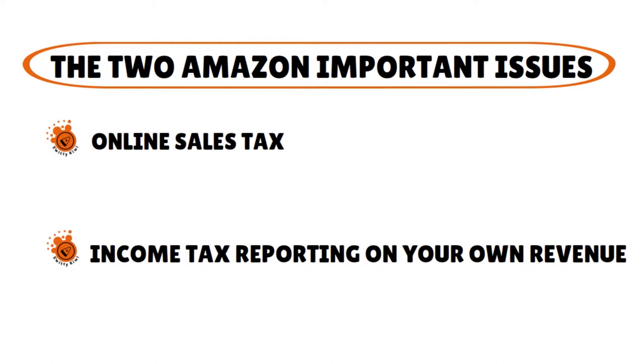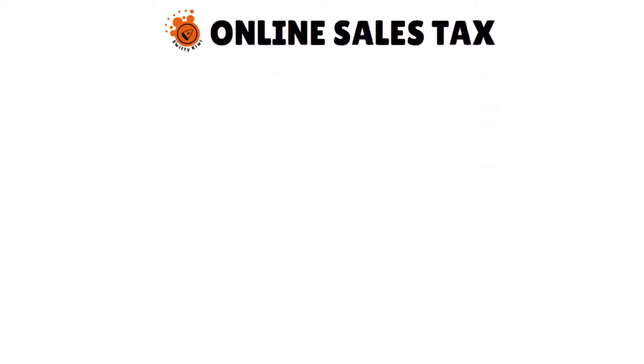So reporting on your own revenue is pretty straightforward. You get the revenue, you probably put it on your 1040 or on your 1065, depending on the legal structure of your company, whether it is a sole proprietorship or a partnership or a C corp or S corp. That's pretty clear. Now, let's talk about the online sales tax. This is an important element.